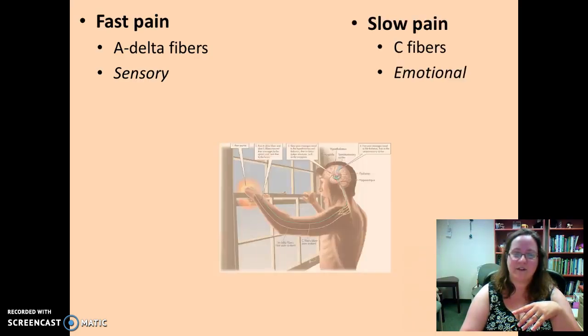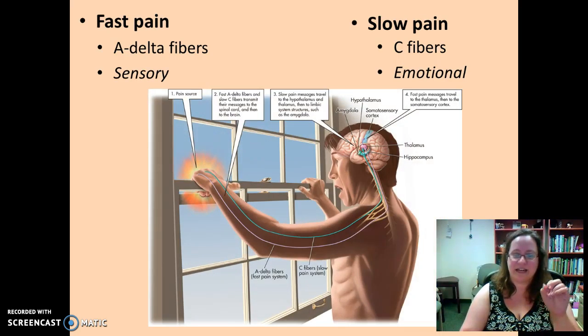This book gives us a great graphic here. I love this picture of the guy getting his fingers caught in the window, not because I like watching people experiencing that kind of pain, but because it really gives us a good description of this fast versus slow pain experience. So the fast pain being that which you feel immediately, that sensory experience, pain. And the slow pain being more of the emotional or having more emotional quality to it.